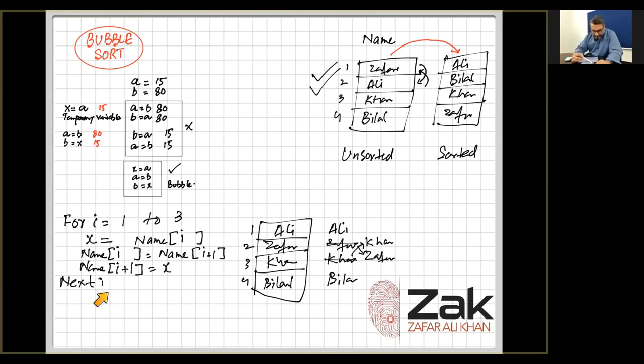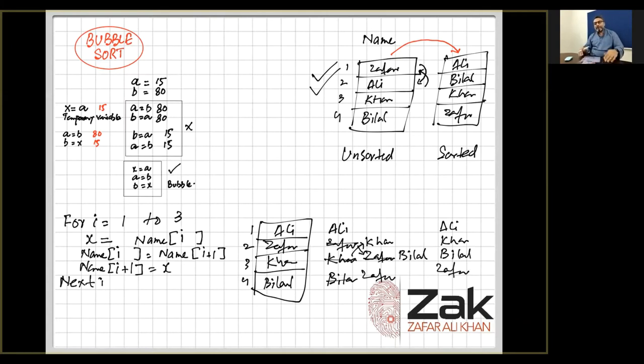Now I becomes 3 this time. So X is equal to name 3. Name 3 is Zafar. Name 3 is equal to name 4, I plus 1. So this Zafar has now become Bilal. And then I plus 1, 4, is equal to X, which is now Zafar. So now the array's position has become like this: Ali, Khan, Bilal, and Zafar.